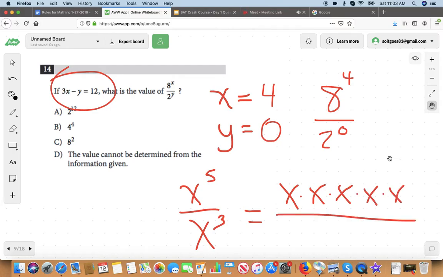And x to the power of 3, right? Which is what? What's that equal? X times x times x. Absolutely. Any questions about that, or does that make sense? That makes sense. Okay, great.